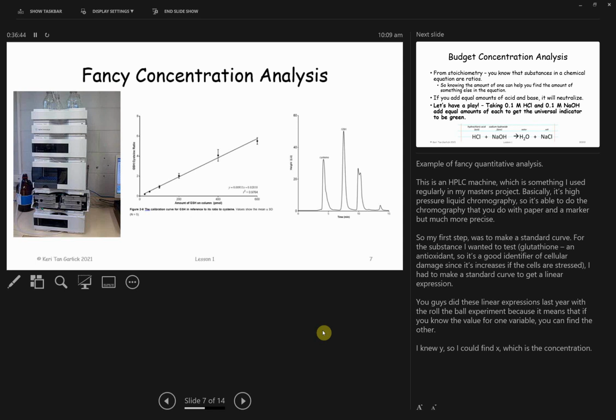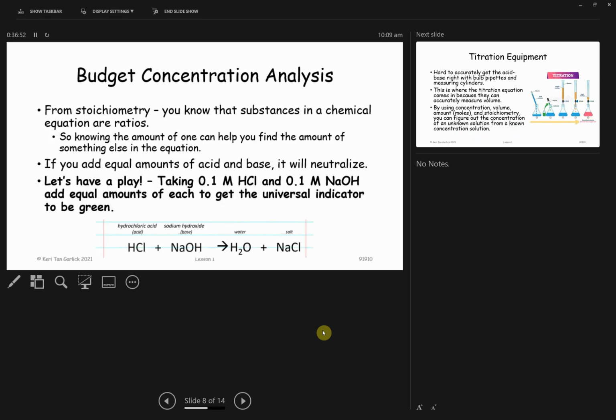Now you guys won't be doing this because that machine's about $100,000, and we're going to do something that's more old school budget. So here's our budget version. I'm going to pass out the notes now because this is something that I do want to show you. I figured this might actually be helpful for you to just know. You can jot down some things I'm saying. But here's our budget way of doing something.